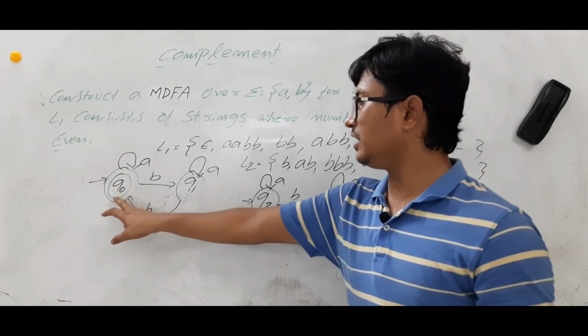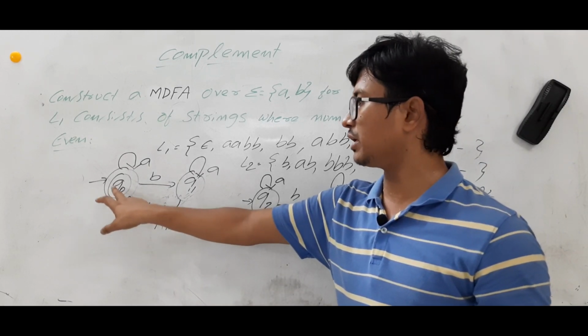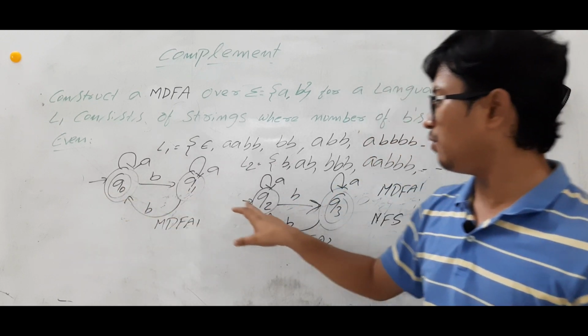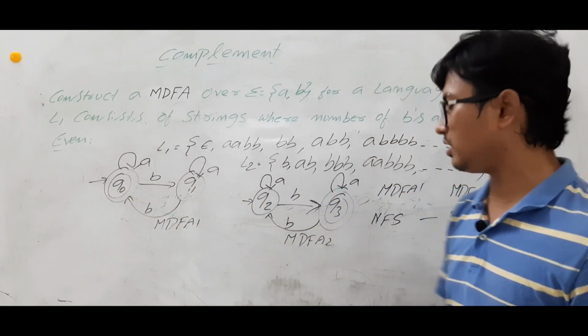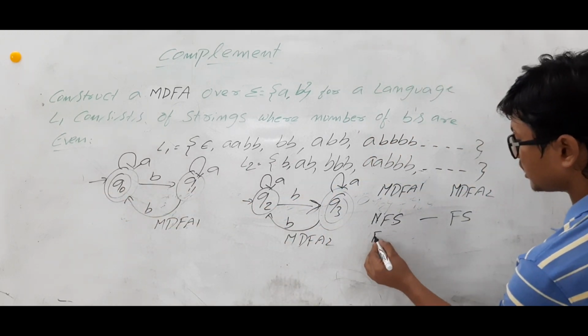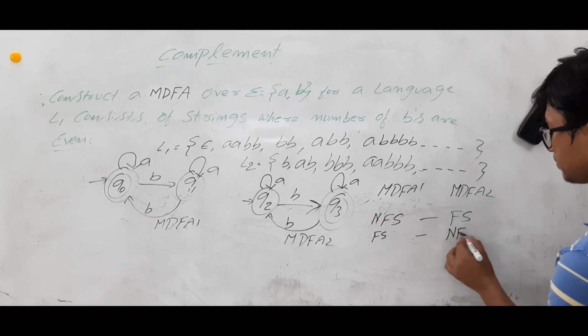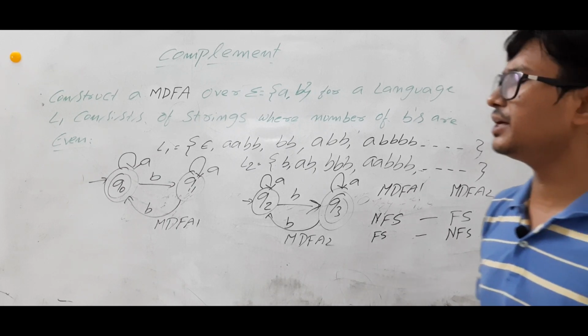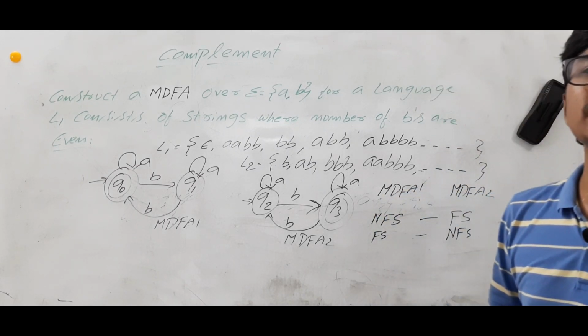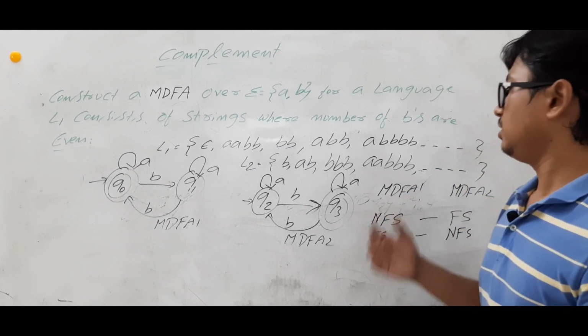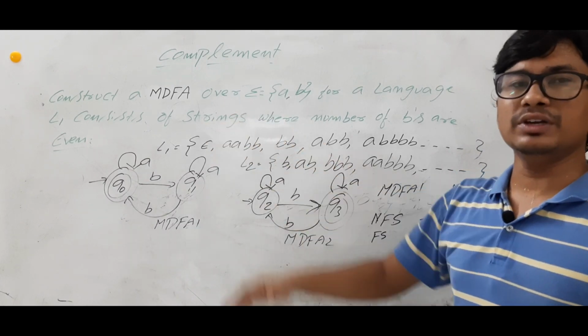And the final state in minimized DFA1, Q0, is a final state there. When it comes here, you made it a non-final state. So the final state in minimized DFA1 you make a non-final state. If you do this, you will get the minimized DFA of the complement of L1.